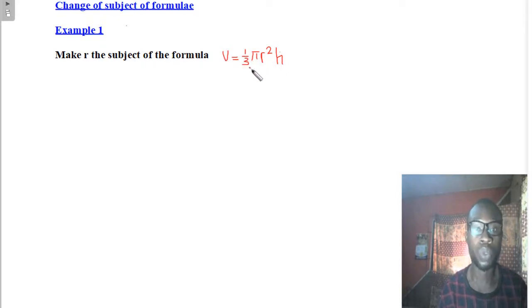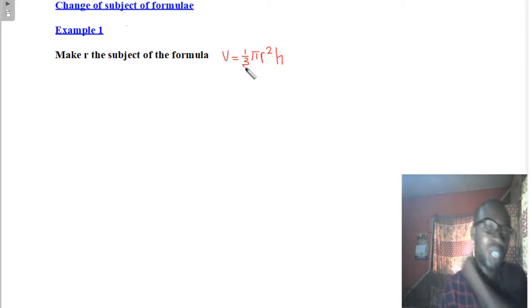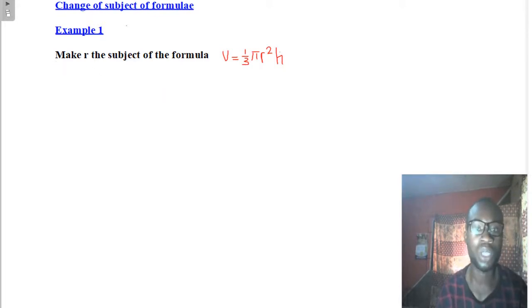So what we need to do to clear the fraction is to multiply both sides by 3, just in order to clear this fraction, since 1/3 is the only fraction that we have, and the denominator of that fraction is 3. So let's do that. Let's write our equation. I'm going to write the equation once again. So we have V equals 1/3 pi r square h.